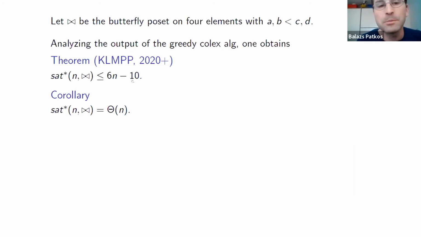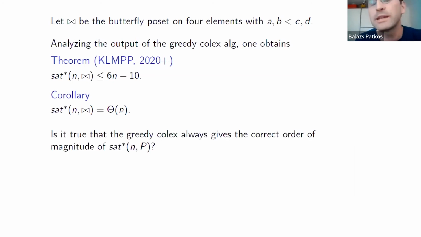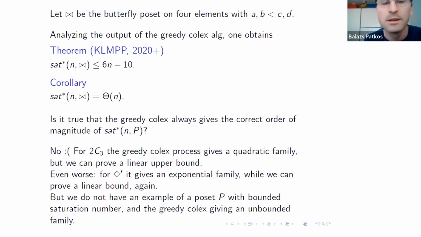And as I said, just a couple of days before our manuscript went online, a PhD student, Ivan from Cambridge, just proved a linear lower bound. So now we know that the induced saturation function for this particular poset is linear. And then one can ask whether the greedy Codex always gives the right order of magnitude. Well, of course not. We have lots of counterexamples.